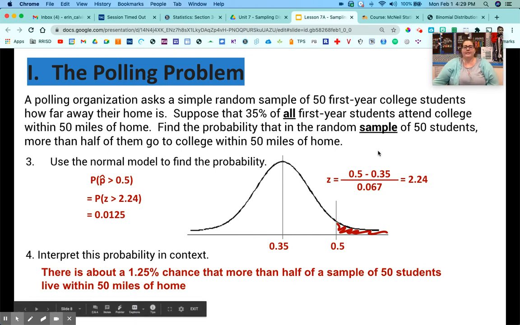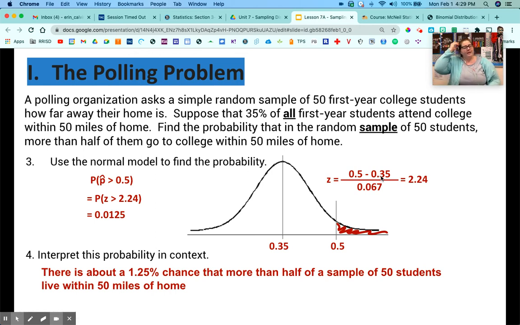So again, a key thing to remember is that we are dealing with proportions. So our observed value, our mean, and our standard deviation are all in the context of a proportion. That is why I have 0.5. Whereas with a binomial model, I would have said half of 50 is 25. So I have to think about number of students versus proportion of students. On this type of problem, we're dealing with proportions.